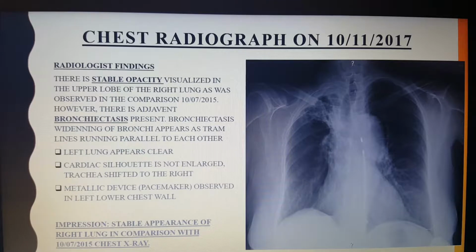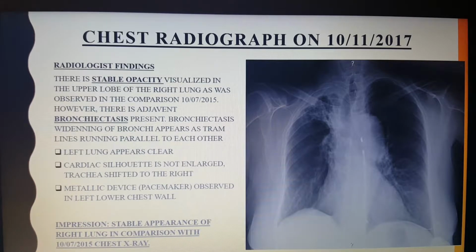Basically, it's the expansion of the bronchi and the bronchioles. Other findings the radiologist found were that the left lung appeared clear again, as was seen in the 2015 chest X-ray. The cardiac silhouette was not enlarged again, but however, as we had seen before, the trachea is shifted towards the right side now. And not forgetting that a metallic device, the pacemaker, is now seen in the 2017 chest X-ray.